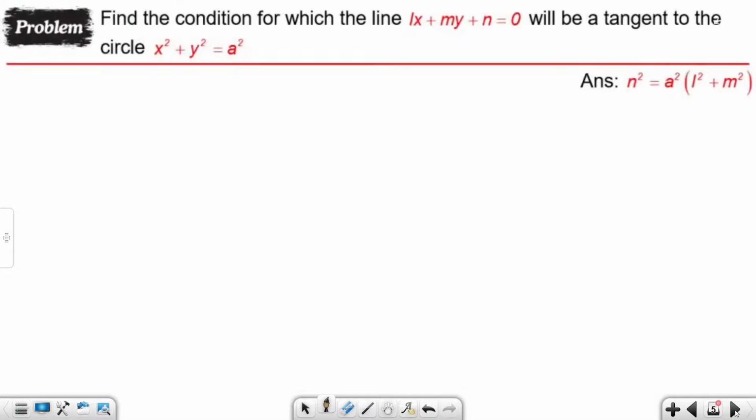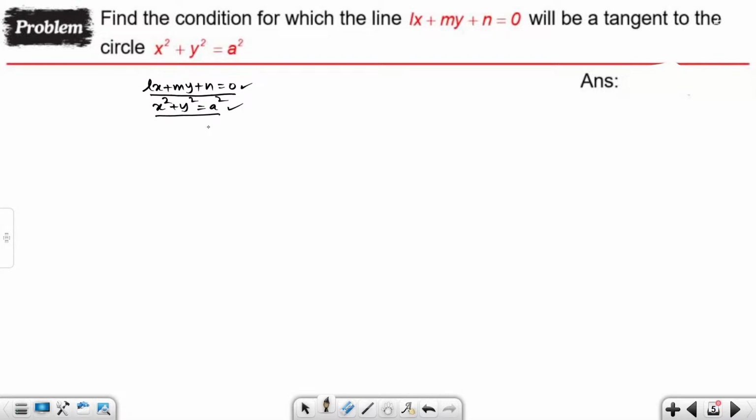Let me take one problem. So now the question is, find the condition for which the line Lx plus my plus n equals to 0 will be a tangent to the circle x square plus y square equals to a square. This is the line and this is the circle. What is the condition for which this line will be a tangent to this?